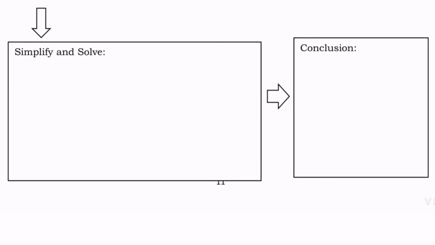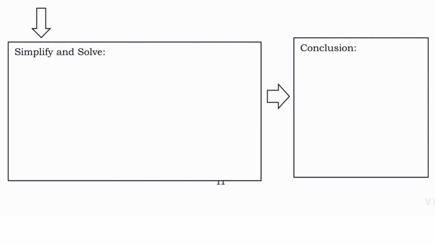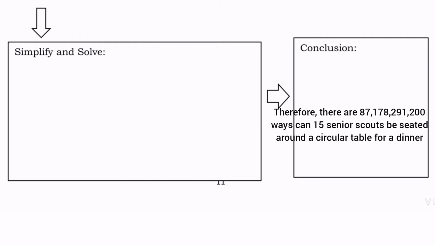Simplify and solve: 14 factorial is equal to 87,178,291,200. Conclusion: therefore, there are 87,178,291,200 ways 15 senior scouts can be seated around a circular table for dinner.